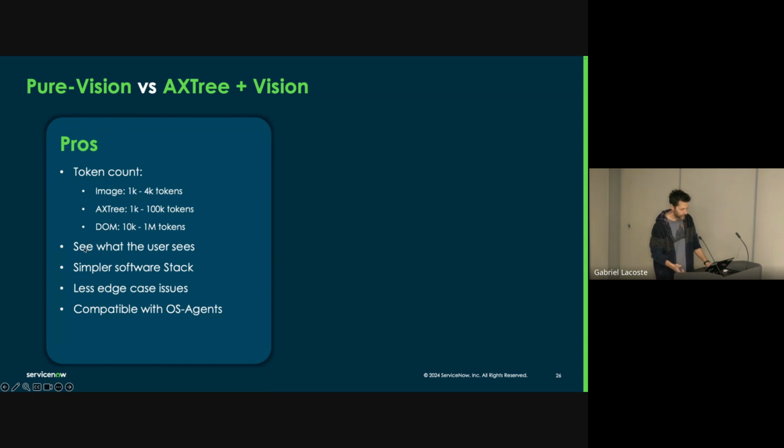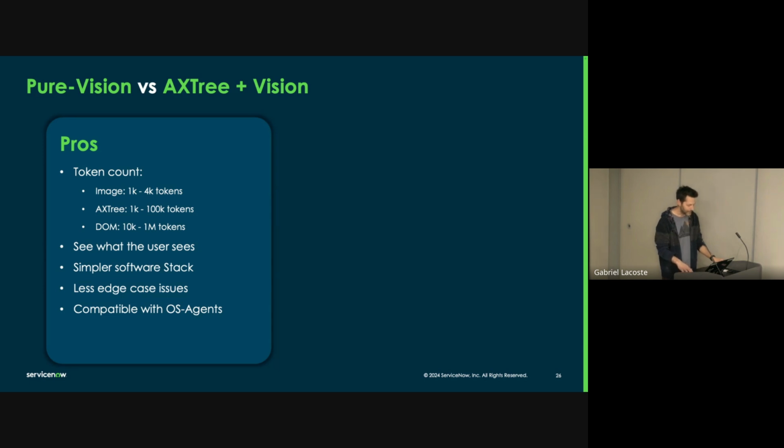Another advantage of working with the UI is that with the screenshots, your agent sees exactly what the user sees. So it's more relatable in that sense. You're going to be able to perhaps debug a little bit more easily. It's also a much simpler software stack. It's pixel to pixel.